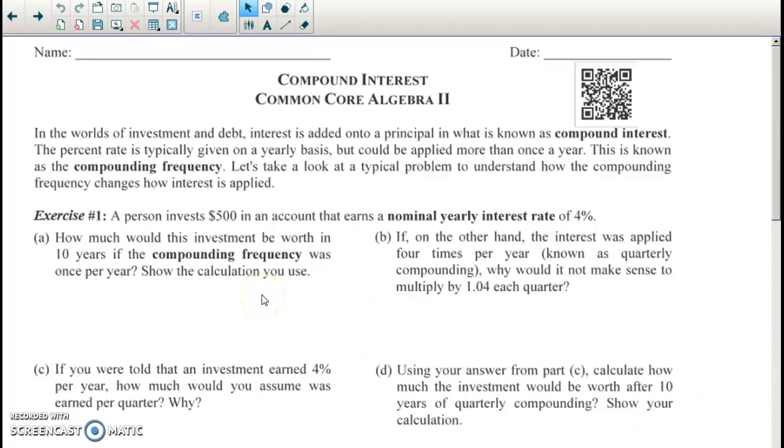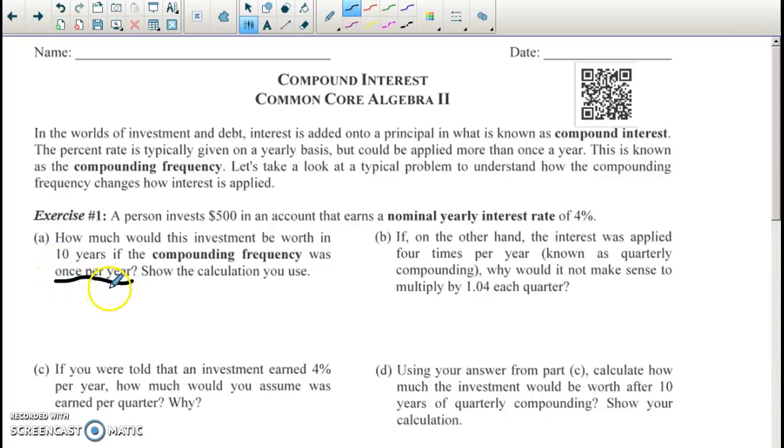All right, we're going to start, and I'm going to be writing with the mouse, so it might not be as neat as normal, but let's see what happens. A person invests $100 in an account that earns a nominal yearly interest rate of 4%. Now, we say nominal because if we compound the interest once a year, we would use the 4%. But we don't always do it that way, as you recall. But let's start with part A. How much would this investment be worth in 10 years if the compounding frequency was once per year? So now we're talking once per year.